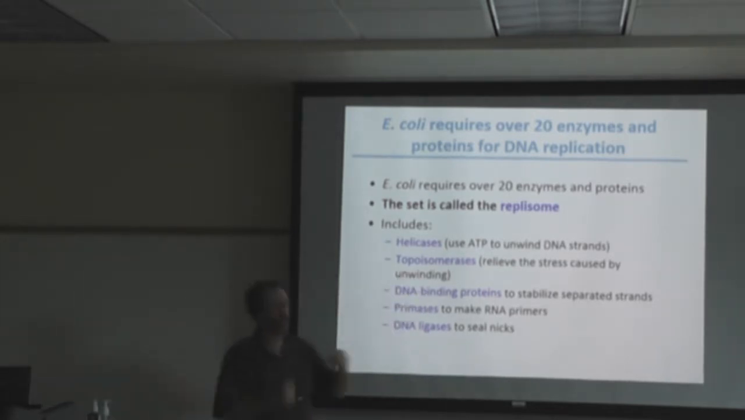Topoisomerases, they'll relieve the stress caused by separating those strands. You generate the supercoils, front and back, when you pull apart those strands. So you're going to need topoisomerases to relieve that stress.